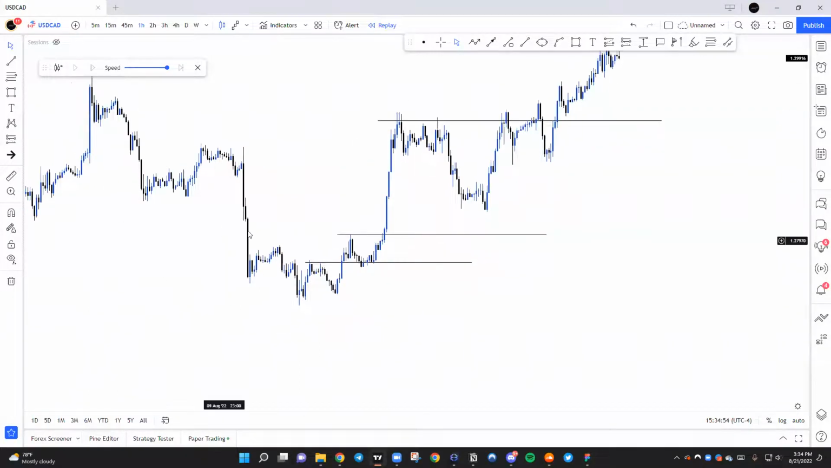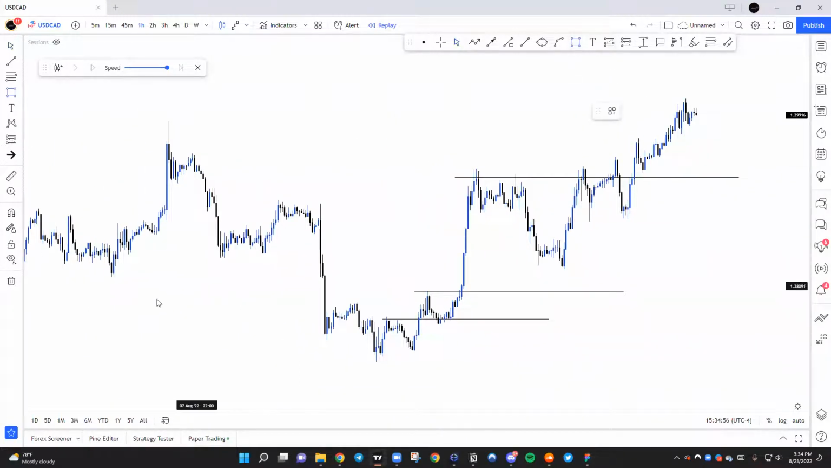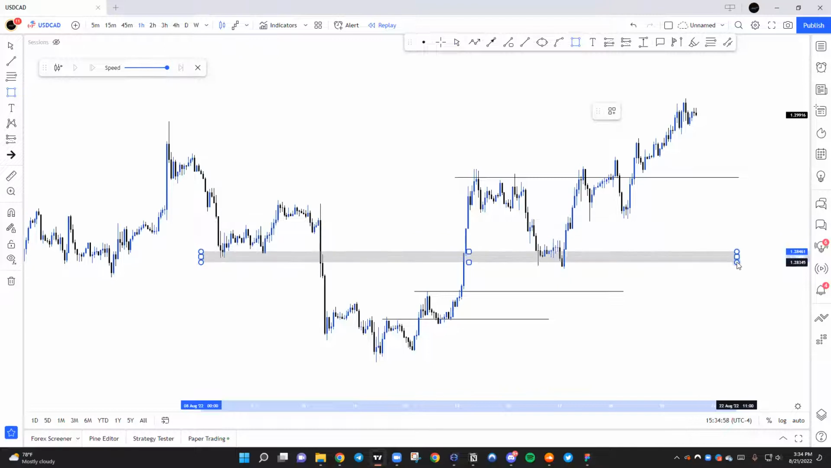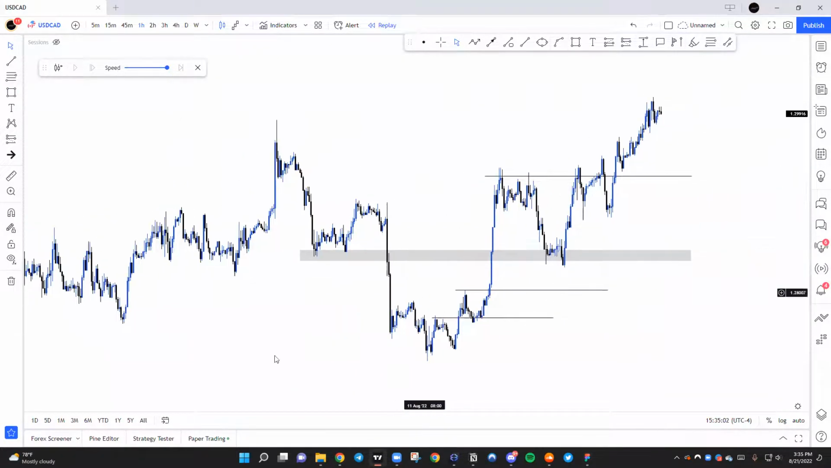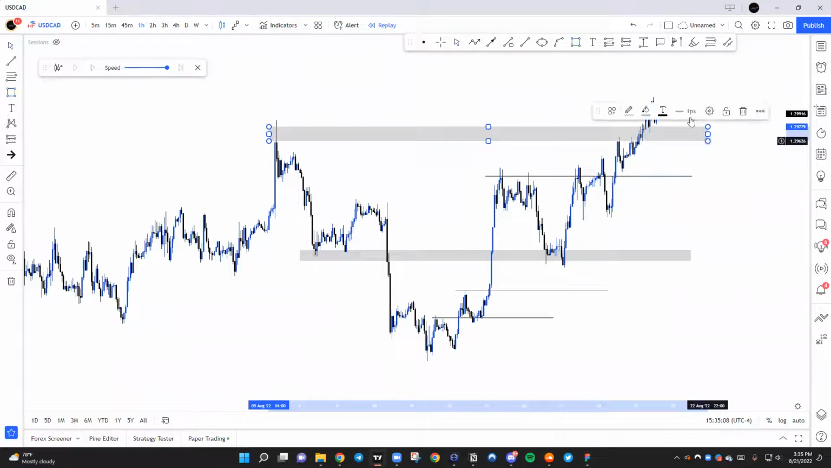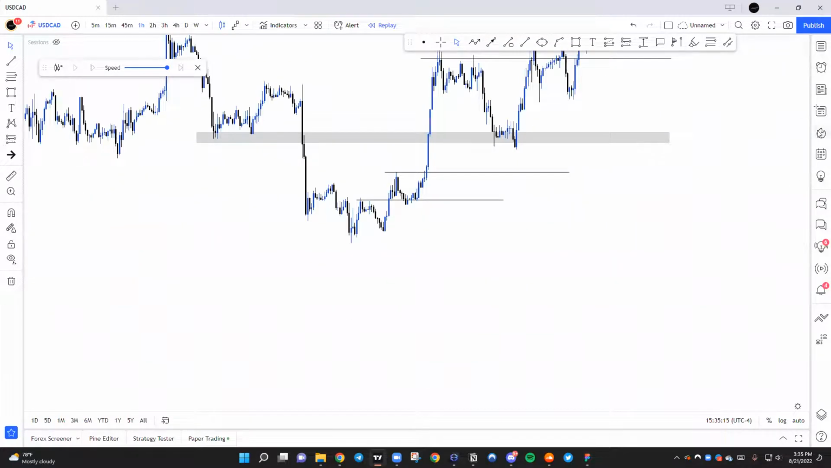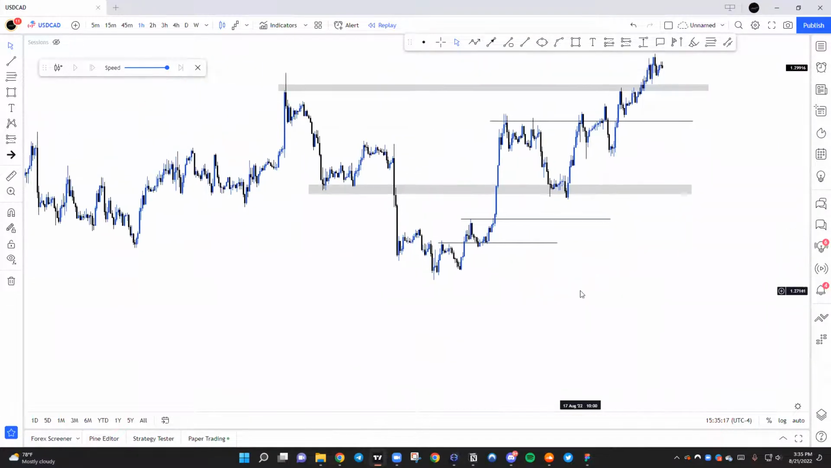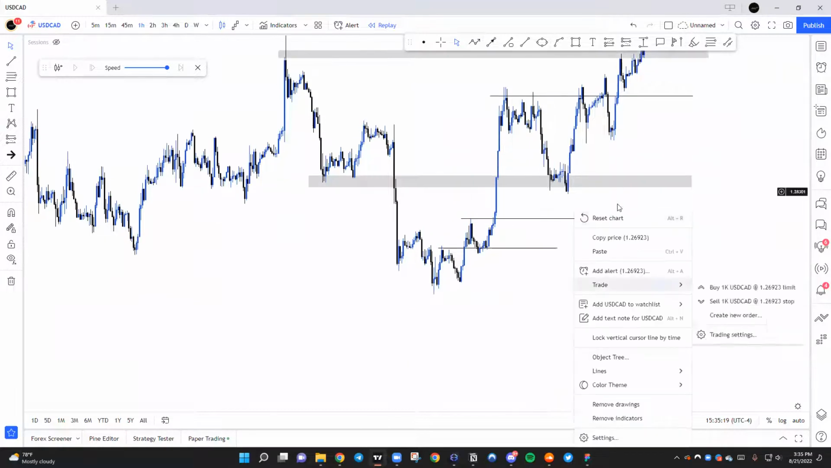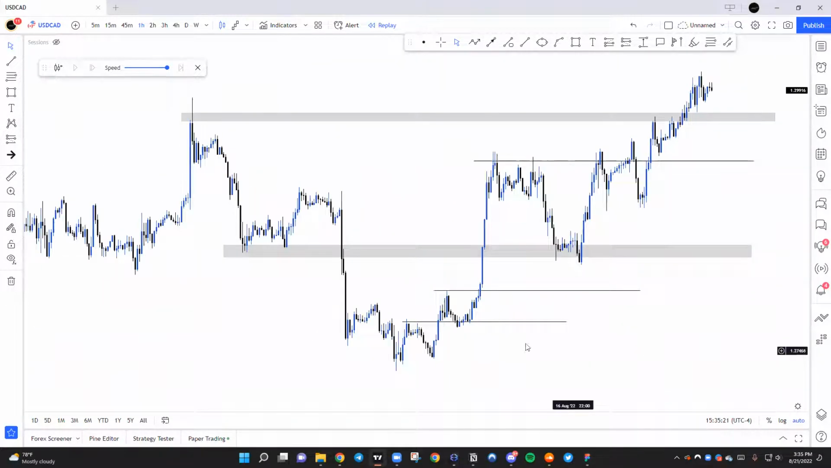Let's say we was looking for, let's just say we can use this as well. So that same support area that we had before, we can look for price to come back into that area, and then we'll be looking for this for overall the direction that price is going. All right, now that's all what I see in the chart.